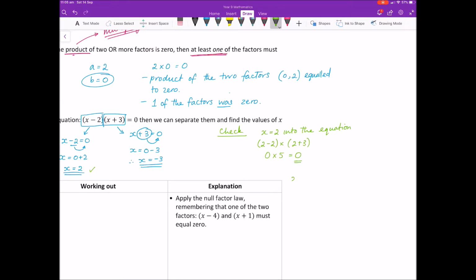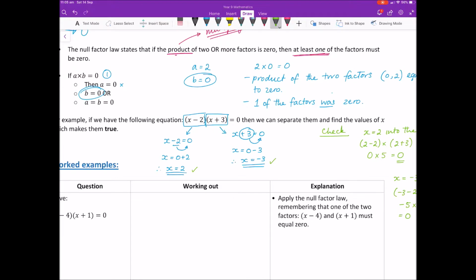Now let's substitute x equals negative 3 into the equation and check if the same thing happens. So I'm going to have negative 3 minus 2 times that by negative 3 plus 3. Negative 3 minus 2 will give me an answer of negative 5. And then negative 3 plus 3 is going to give me an answer of 0. Again, negative 5 times 0 will give me an answer of 0, which proves that when x is equal to negative 3, this is also a solution that makes this equation true.